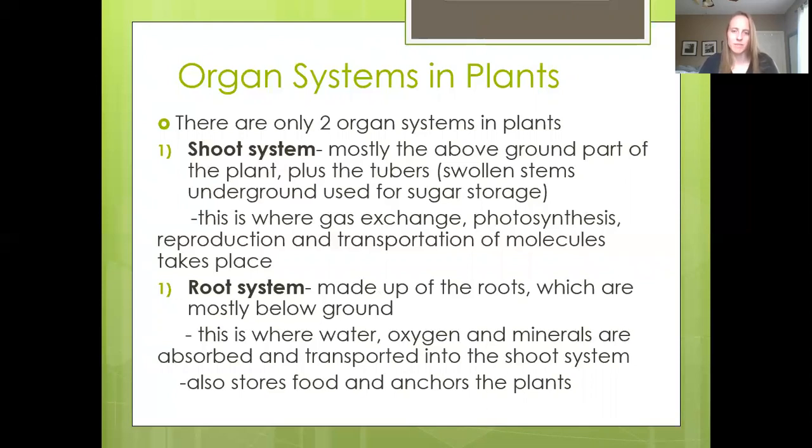And then the root system is made up of the roots, which are usually below ground, but not always. And that is where water, oxygen, and minerals are absorbed from the soil and then transported upwards to the shoot system. It's also where some of the food is stored, so some of the sugars and stuff like that is stored, and also helps to anchor the plant to the ground.